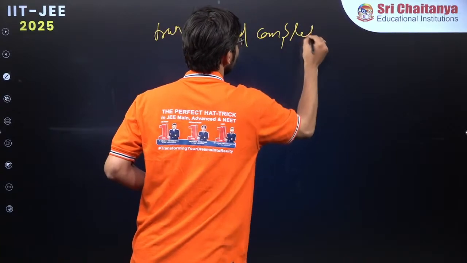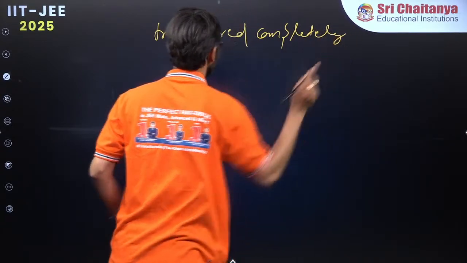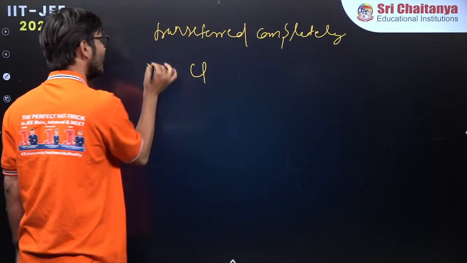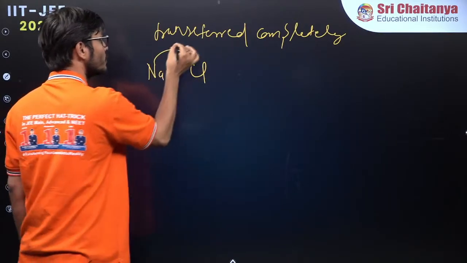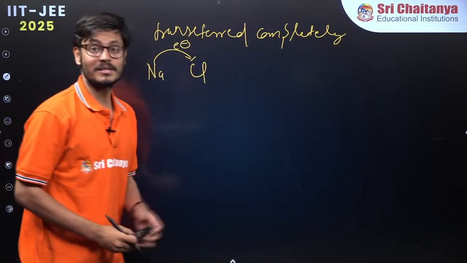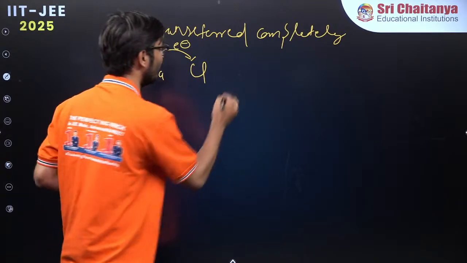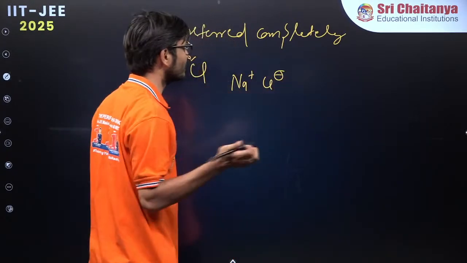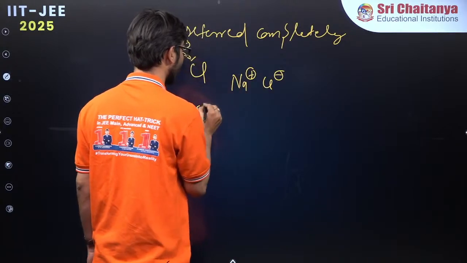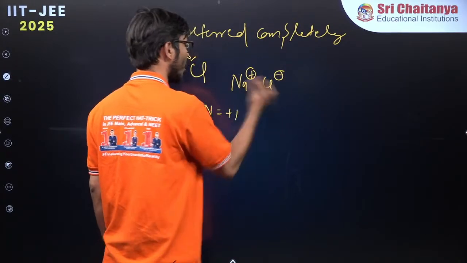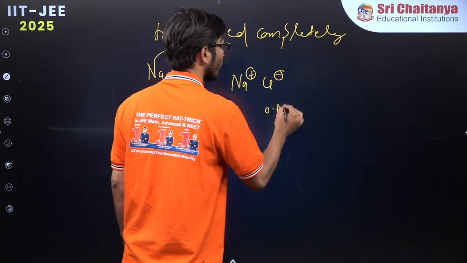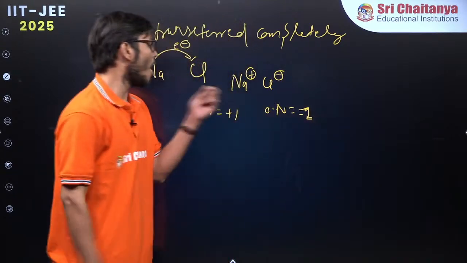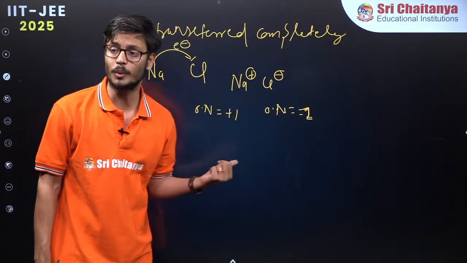What I mean is, listen carefully. Let us take NaCl. We all know that Na donates 1 electron to chlorine. So this is a complete transfer. So what is the compound now? Na+ and Cl-. So the oxidation number for sodium is +1 and the oxidation number for chlorine is -1.